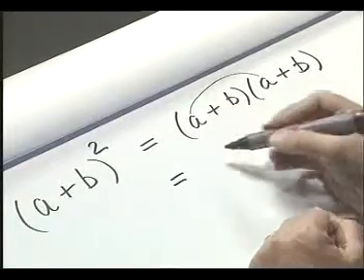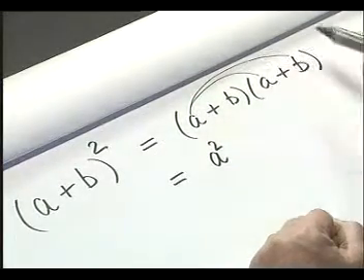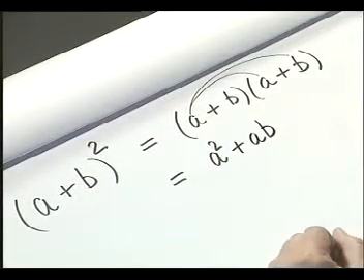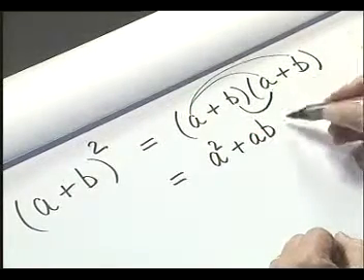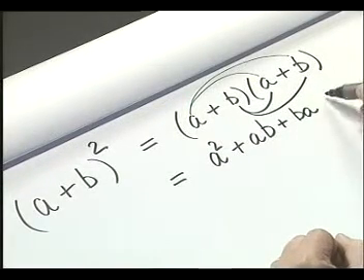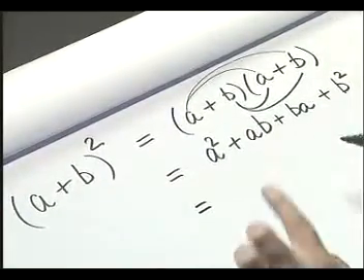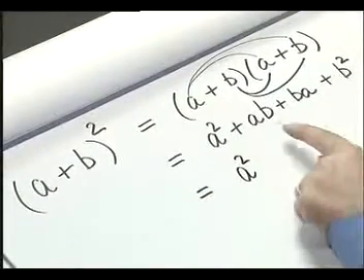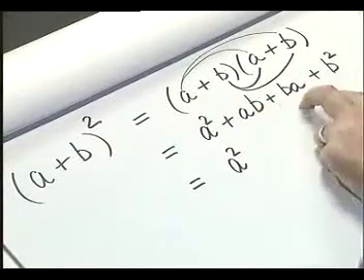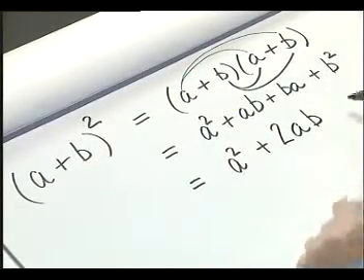A multiplied by a gives us a squared. A multiplied by b will give us a times b, or just ab. B multiplied by a gives us ba. And finally, b multiplied by b gives us b squared. And if we just tidy up what we've found, there's a squared. There's an ab, and because ba is the same as ab, there's another ab here. So altogether, there's 2 lots of ab. And finally, b squared at the end.